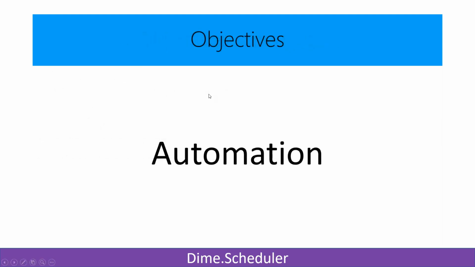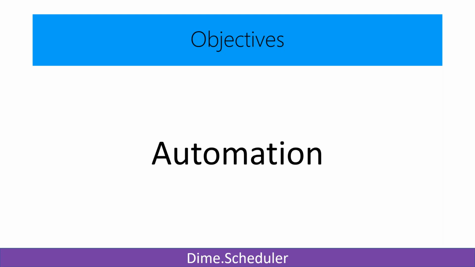The next category is probably the one we are most excited about. Automation is an umbrella term for anything that refers to making Dime.Scheduler more intelligent. Now, these are two buzzwords. Intelligence and automation are often associated with the image of robots taking over people's jobs.